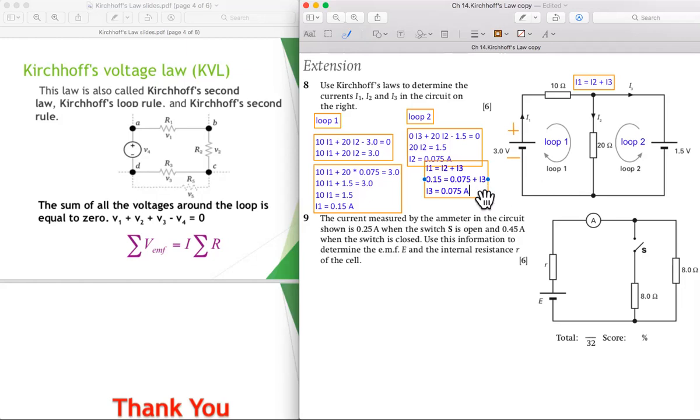I hope you understand this. This is actually the application of Kirchhoff's laws. This is Kirchhoff's first law, and then loop 1 and loop 2 use Kirchhoff's second law.